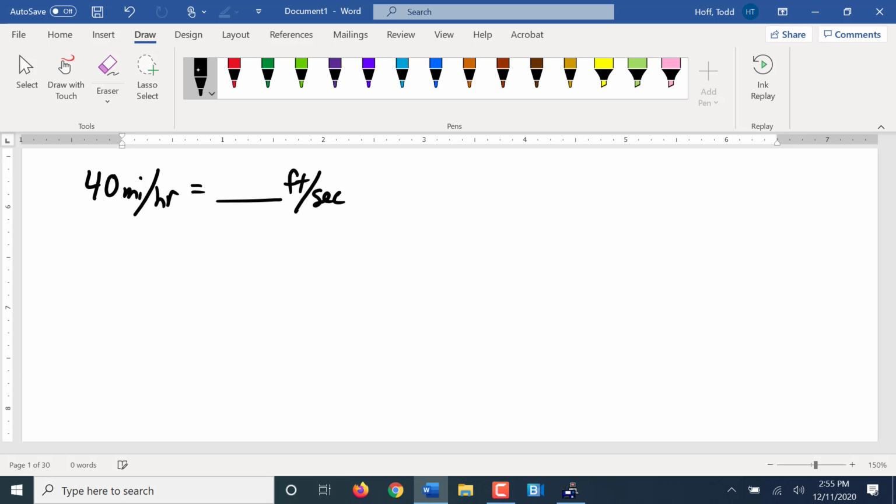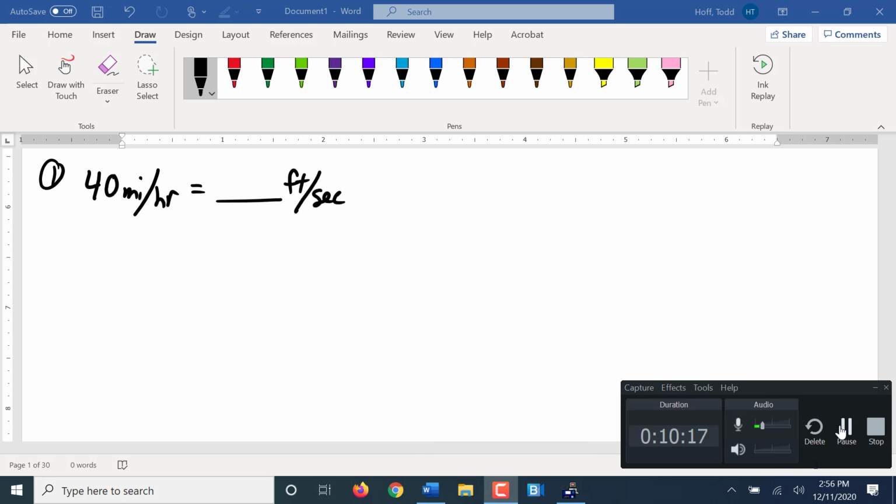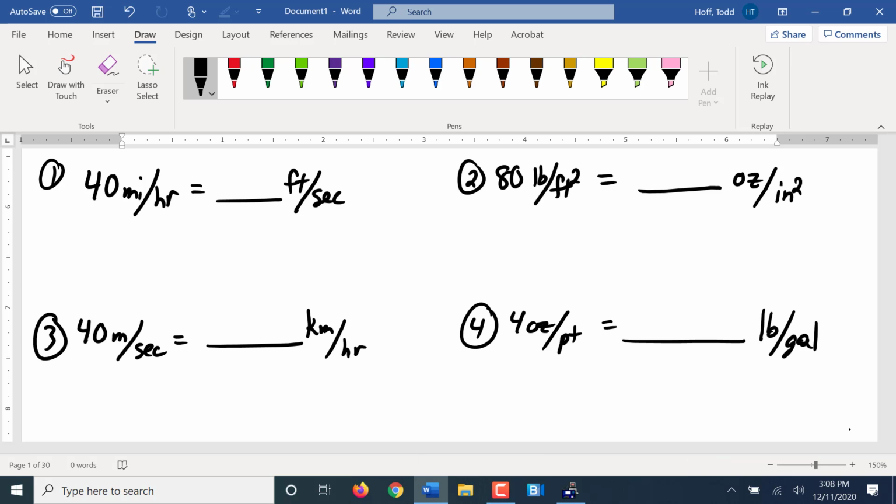So I'll have you start off by doing miles per hour into feet per second. Then I'll put some others up here while you're quick. So 40 miles per hour is 40 miles over 1 hour. We have to get rid of the miles first. We're going to go from miles into what? Feet. And what's our relationship? Perfect. 1 mile is 5,280 feet. So the miles are gone.